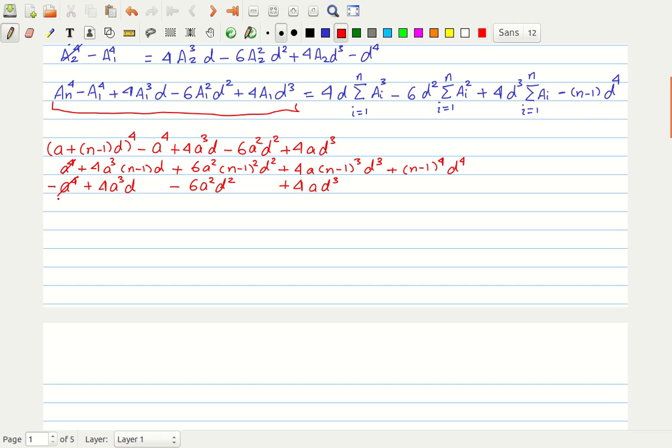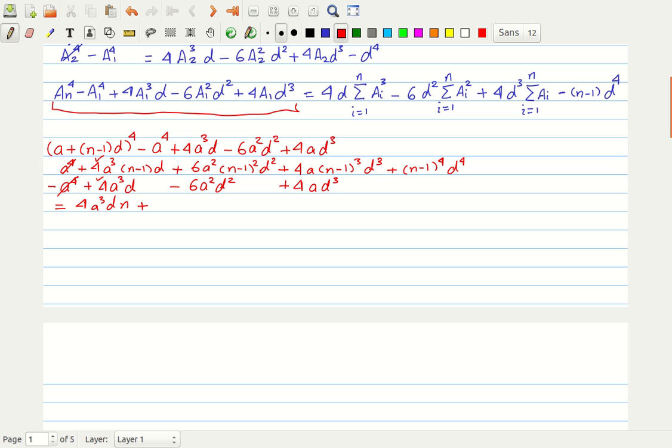Now if you add this, you can see that this a to the power 4 and minus a to the power 4 cancel each other. So what will this be equal to? This will be equal to 4a cube d, which can be taken out as common. Now this is n minus 1 plus 1, so n minus 1 plus 1 is n. So the sum of these two terms, this term and this term, will be 4a cube d n. What about the next term?